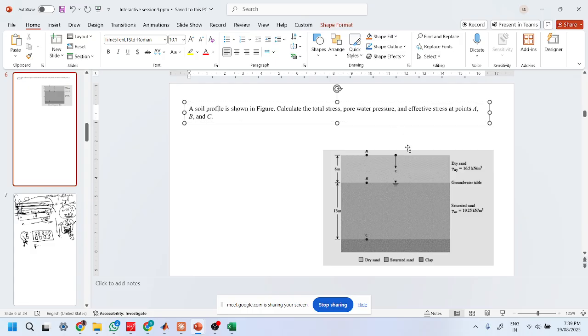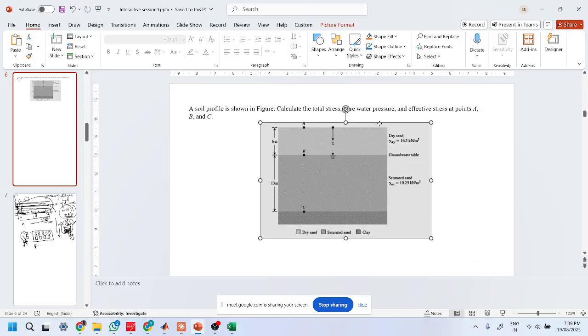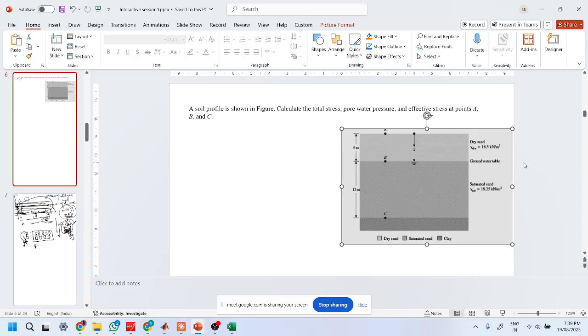They calculate the total stress in water plus the system. Total stress, the pressure.